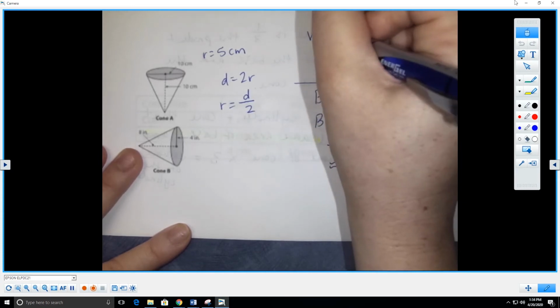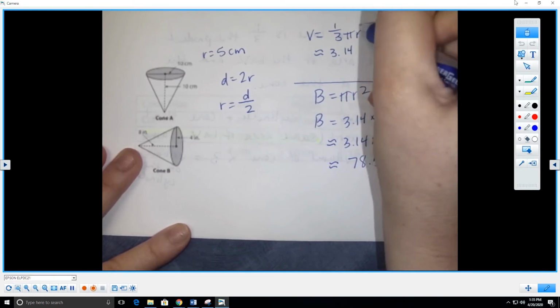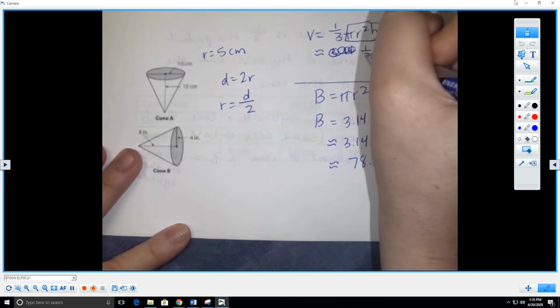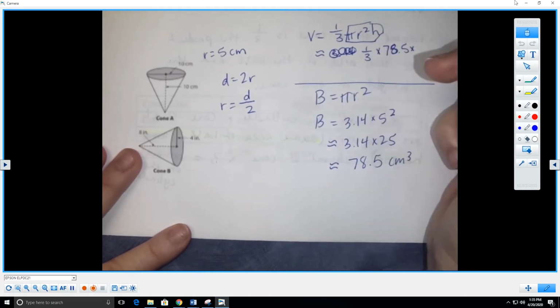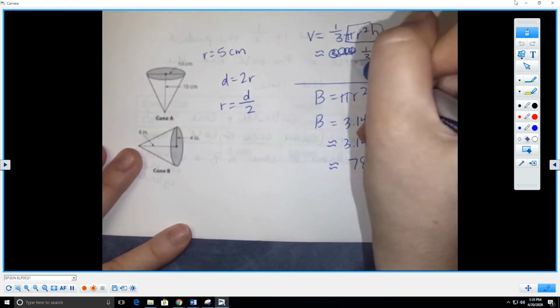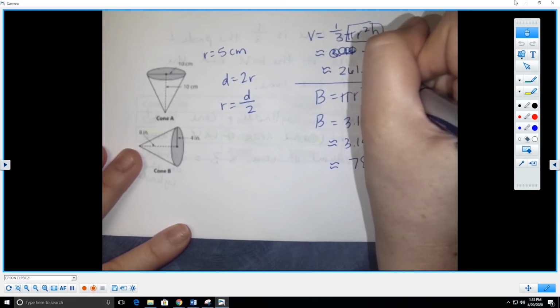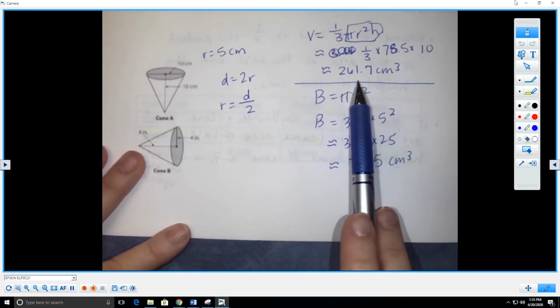Let me back up a little bit, sorry. So we know, well, yeah, so that's 1/3. We've already figured out this part. That's our base. So we can do 1/3, our base, which we just figured out was 78.5, times our height, which is 10. So that is going to be equal to 261.7 cubic centimeters. Did you get that answer too? The volume for cone A, rounded to the nearest tenth, is 261.7 centimeters cubed.